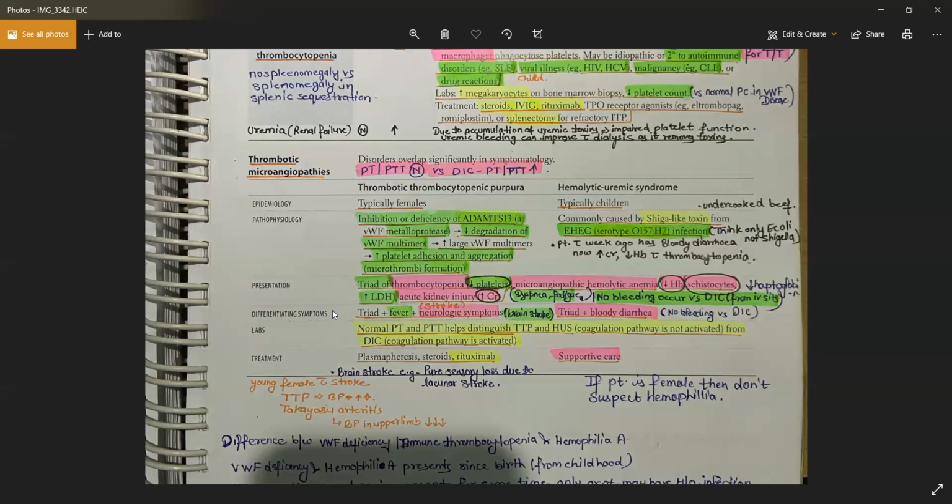So you will have a decrease in the degradation, you will have an increase in the multimers. The platelet to platelet aggregation or the adhesion is also very much increased because of the presence of high von Willebrand factor. Okay, treatment includes plasmapheresis, in which you remove the antibodies. You can also give the patient rituximab, which is an anti-CD20 inhibitor.